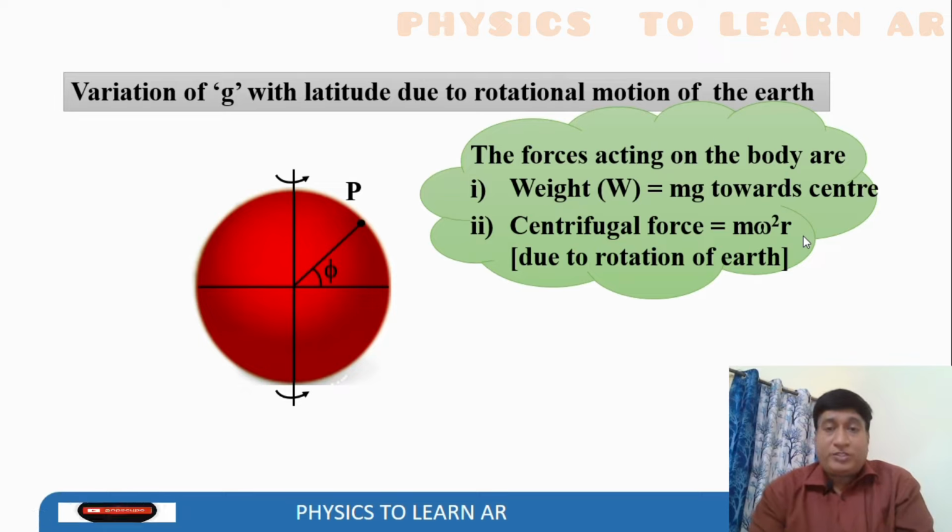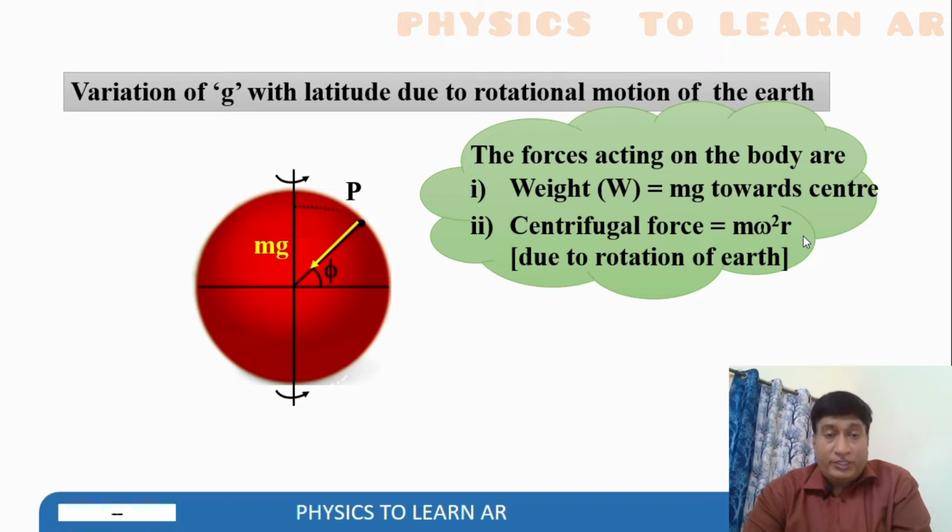We have discussed while studying circular motion that a body moving in a circular path requires some force. That force is centripetal or centrifugal force. Here the force which I take as centrifugal force is equal to m omega square r. The weight always acts towards the center.